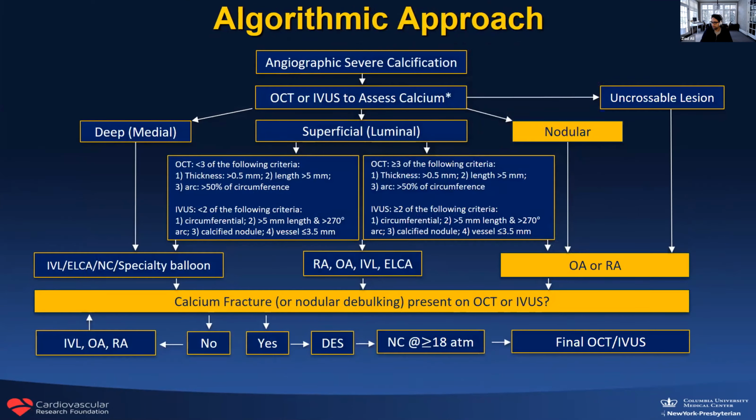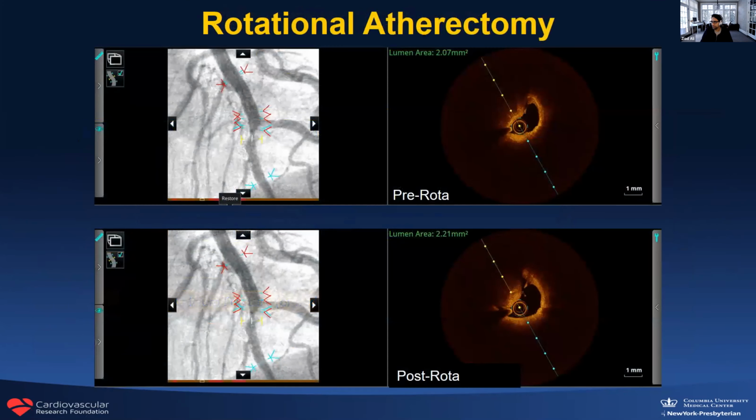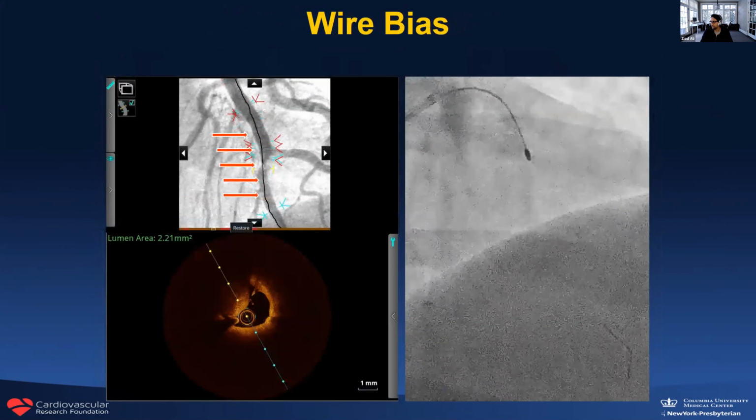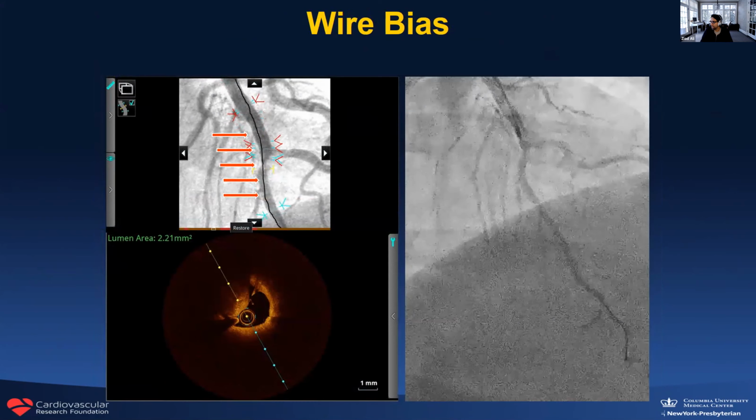Now, what about nodular calcification? In nodular calcification, it's really important to understand the wire bias. Again, here's an example of a patient who has rotational atherectomy. You can see that the OCT catheter is not biasing against the nodule. And after atherectomy and before atherectomy, there is literally no impact whatsoever. Inadequate vessel preparation.